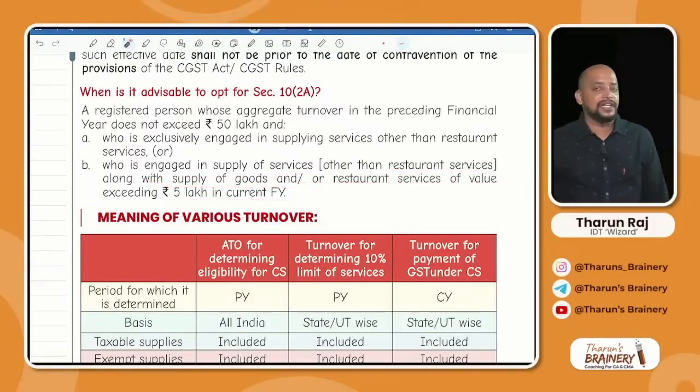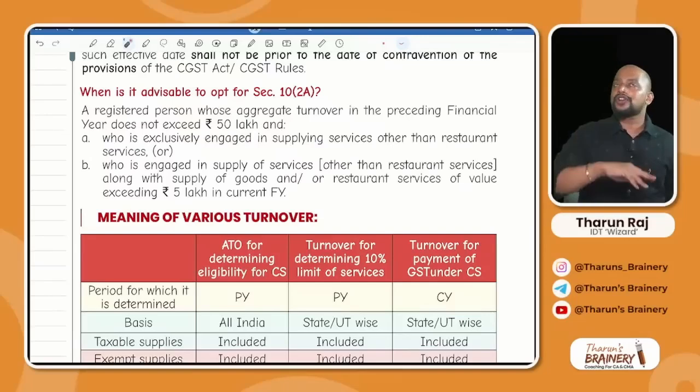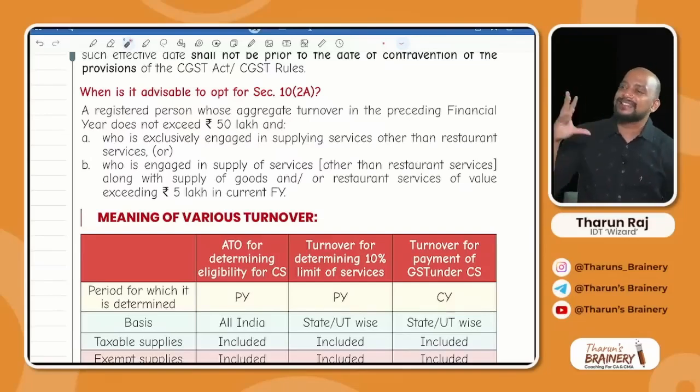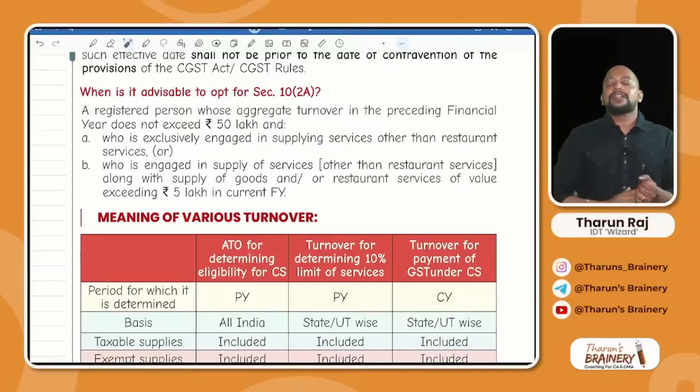Why 5 lakhs in a financial year? Simple, your turnover during the previous year should not exceed 50 lakhs, then only you can go for 10(2)(a). So should not exceed 50 lakhs means somewhere like 40 lakhs, 30 lakhs, 20 lakhs like that. Now, what is the limit up to which services can be provided? 10% of that or 5 lakhs, whichever is higher, will be 5 lakhs. So if you want to provide service beyond 5 lakhs, you can go for 10(2)(a). That is the logic behind it.